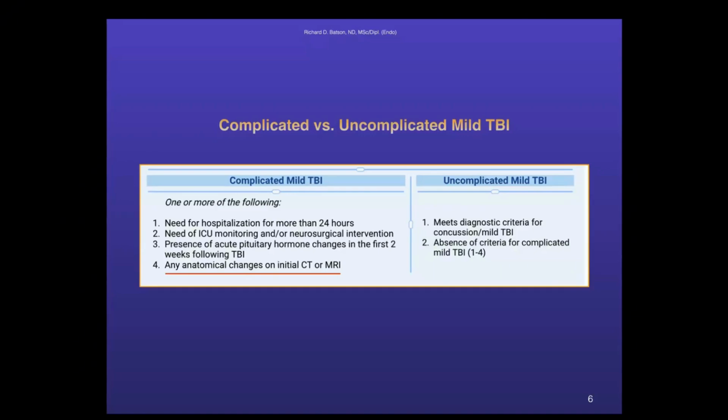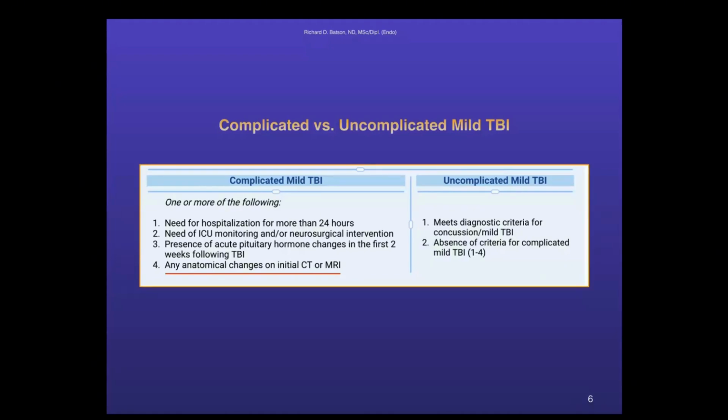Then if you need hospitalization for greater than 24 hours, ICU monitoring, neurosurgical intervention, in the context of my research, acute pituitary hormone changes, although that's not widely accepted except within neuroendocrinology, and any anatomical changes on initial CT or MRI. So what they're saying here is you can have a GCS of 13 to 15, but your brain can be bleeding. And that doesn't quite make sense intuitively, right? We don't think that when somebody has a brain bleed, oh my goodness, and that can be in the meninges as well. It can be epidural or subdural hematomas, subarachnoid hemorrhages, or what we call intraparenchymal bleeds, which just means the brain tissue proper, as well as certain types of skull fracture. Those are anatomical changes that are allowed to occur in mild TBI as long as the Glasgow Coma Scale is 13 to 15, historically.